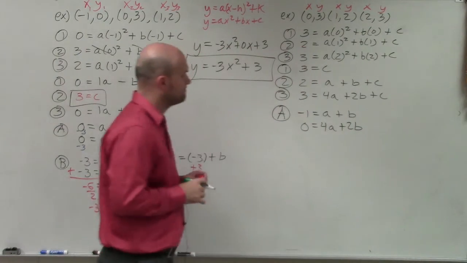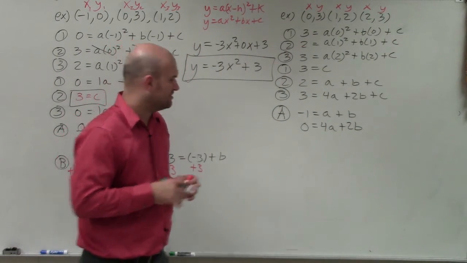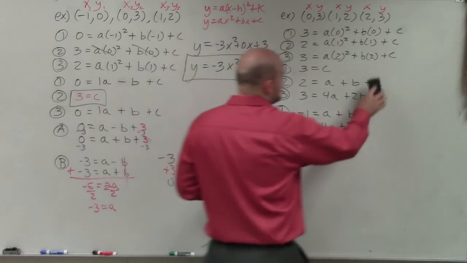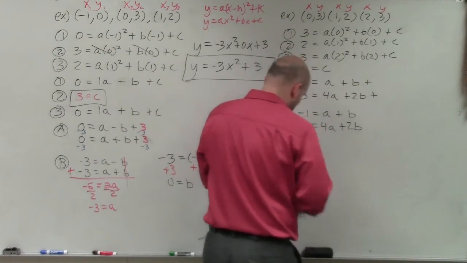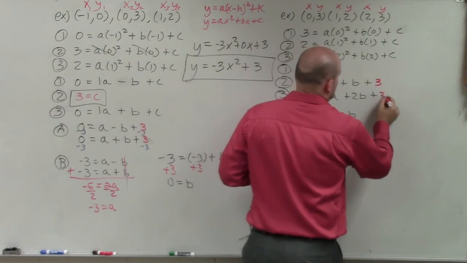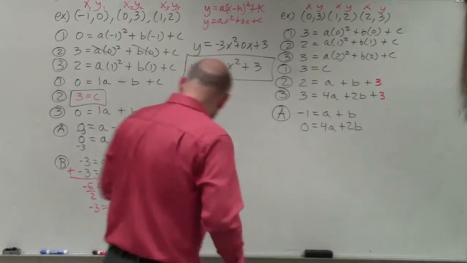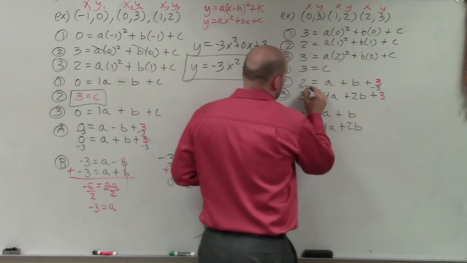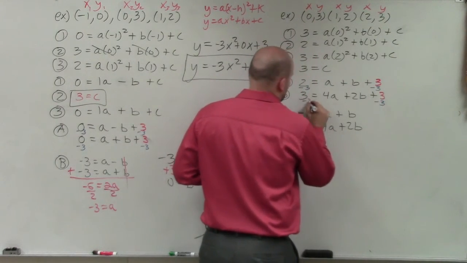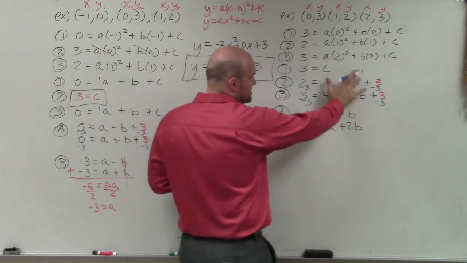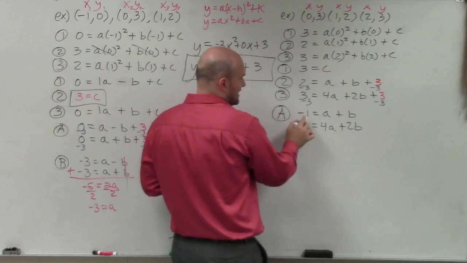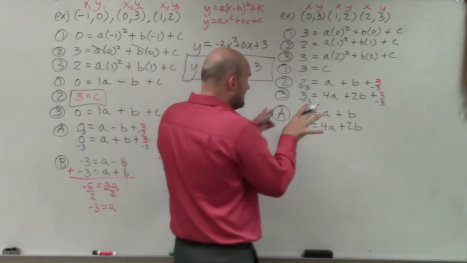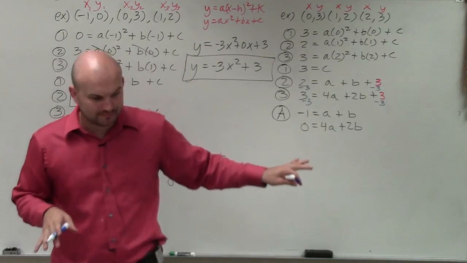Do you want me to show the work? Yeah, let's show the work real quick. Let's replace the c's with 3. Then what I simply did was subtract the 3 on both sides. That goes to 0. Now I'm just left with the other side. 2 minus 3 is negative 1. 3 minus 3 is 0. OK, so now I have a system of equations.